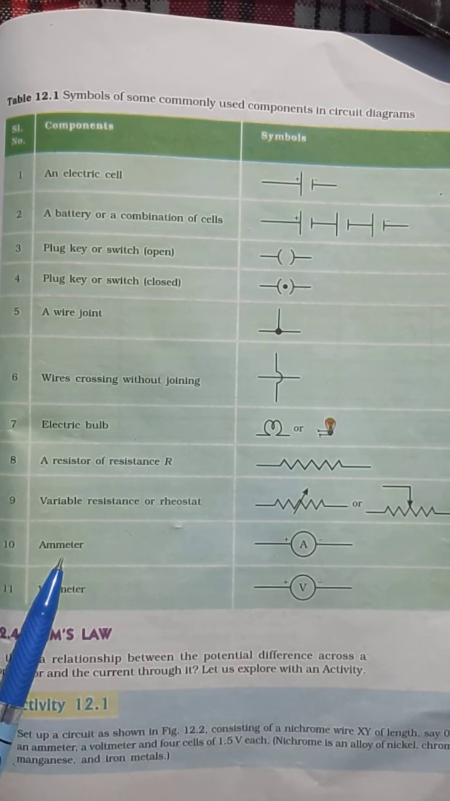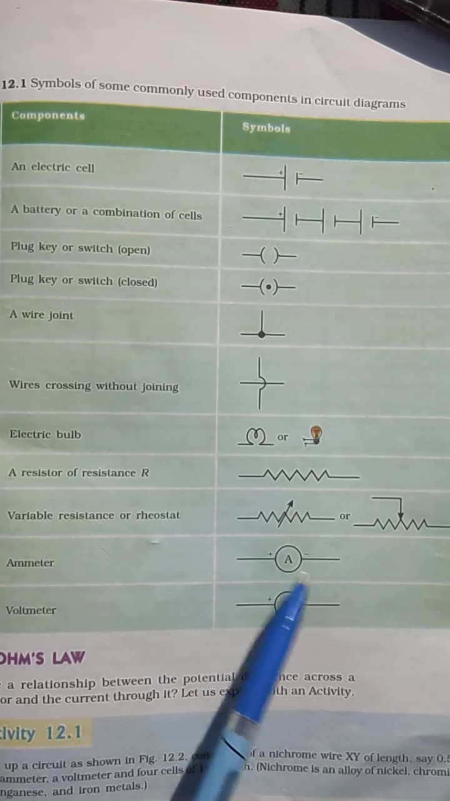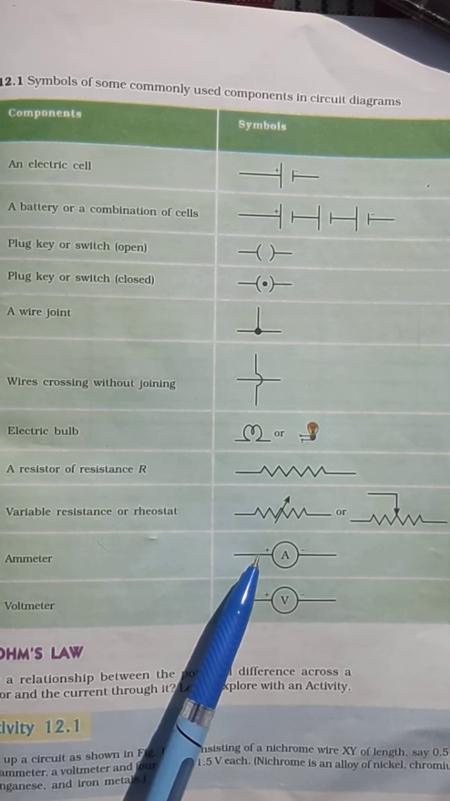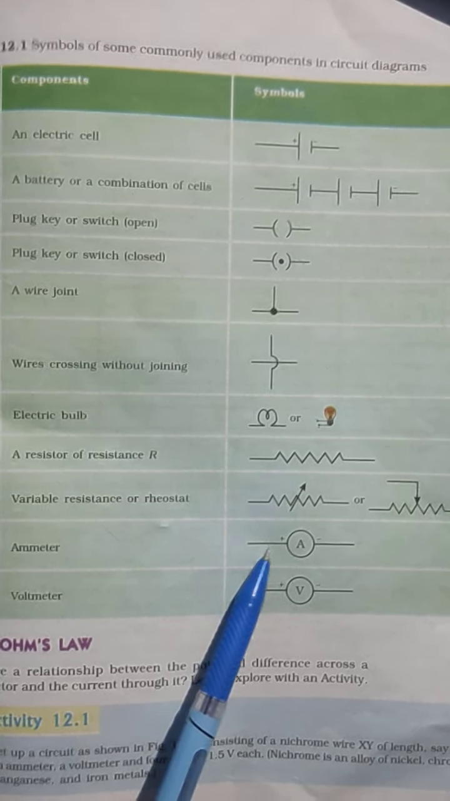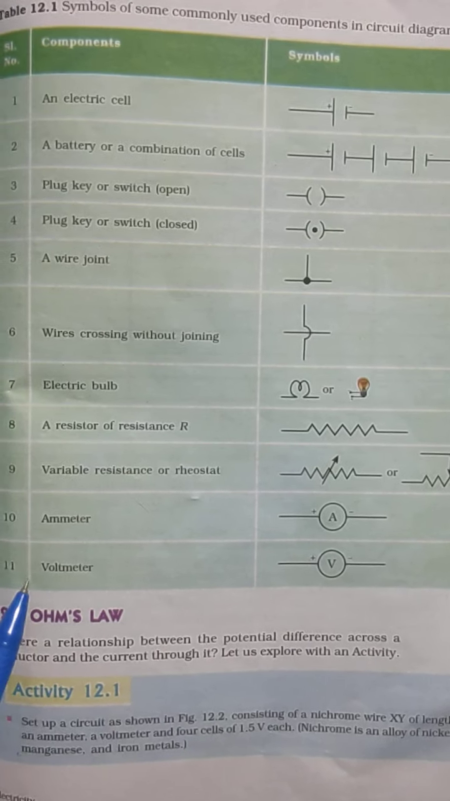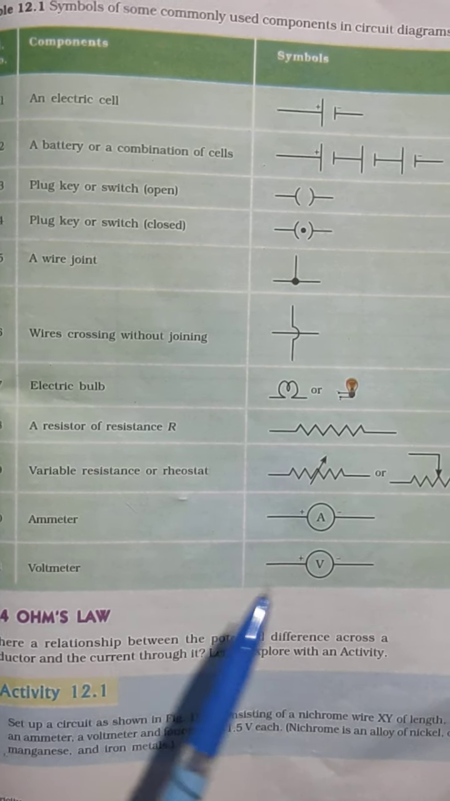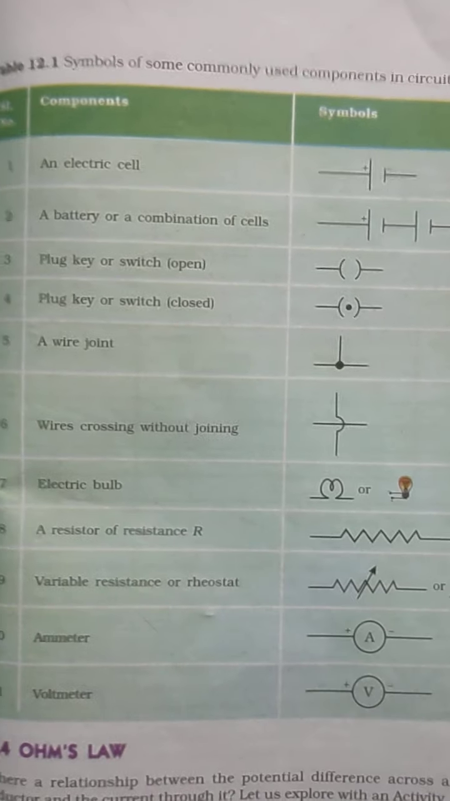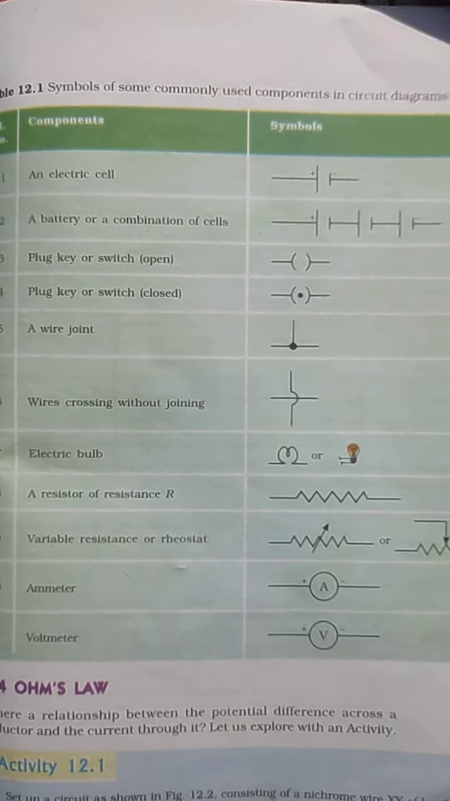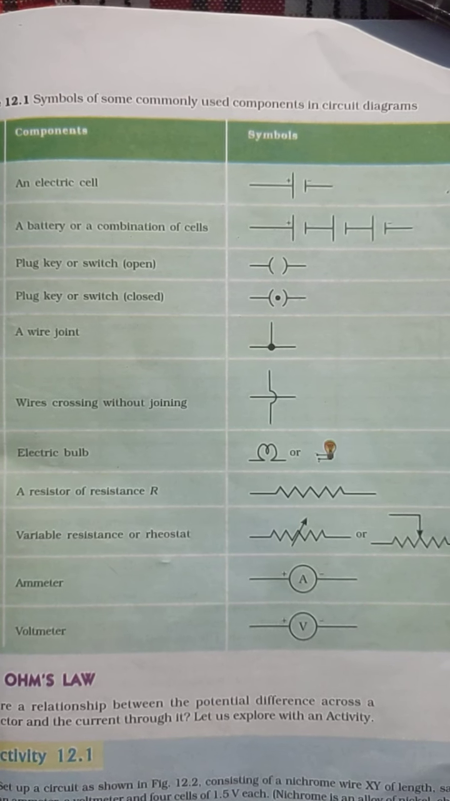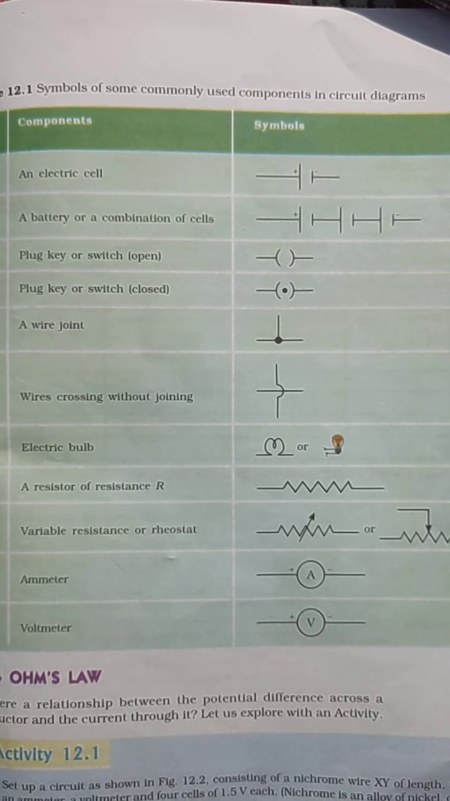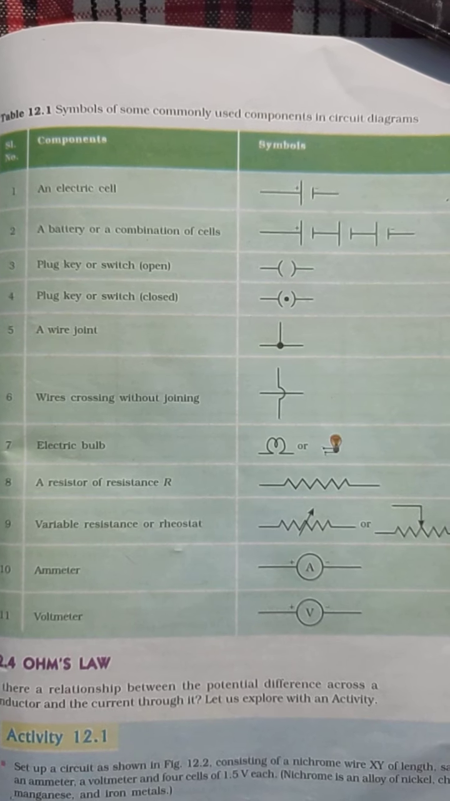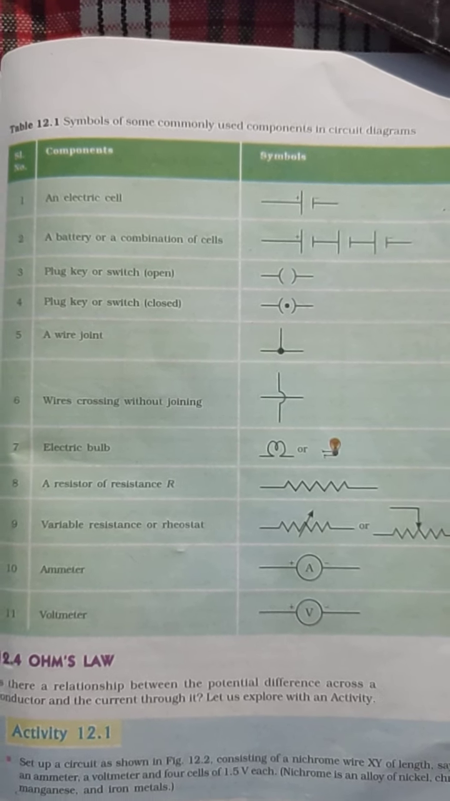And next is an ammeter. This symbol of ammeter represents A. The left side is plus and the right side is minus. And next is a voltmeter. Left side plus and right side minus. You can see the symbols in the picture. I already sent this table in class. We can make notes and learn it.